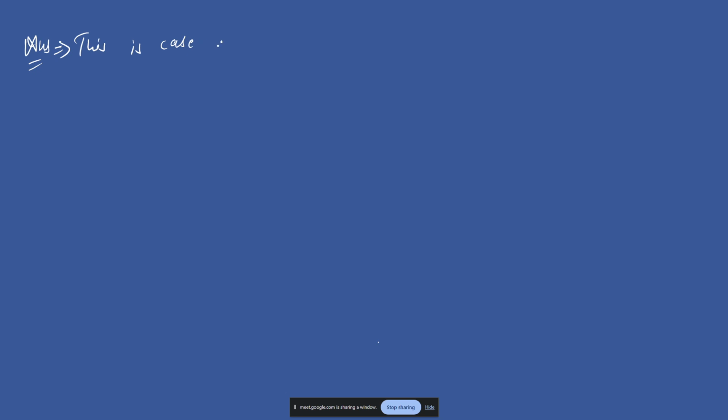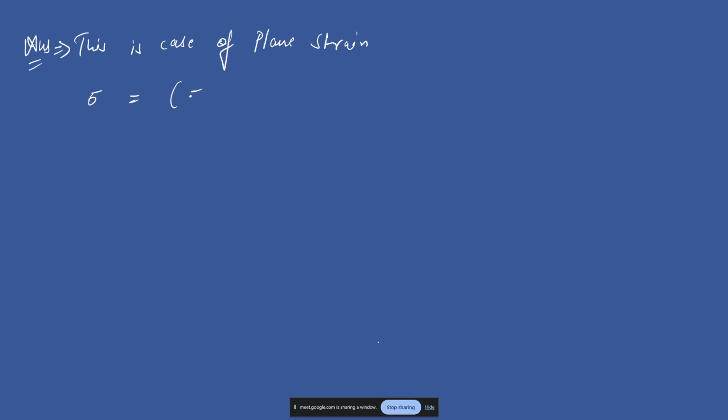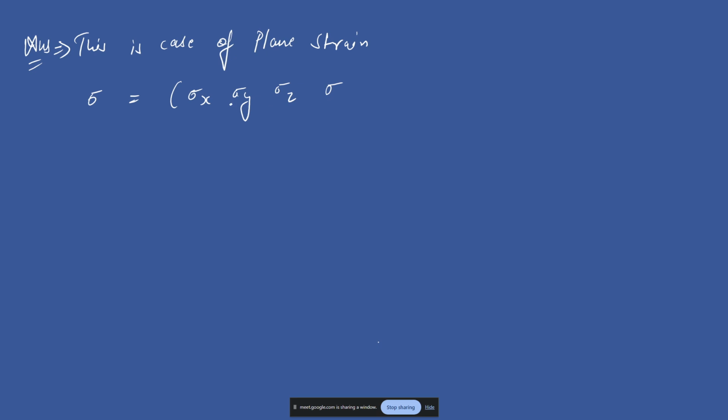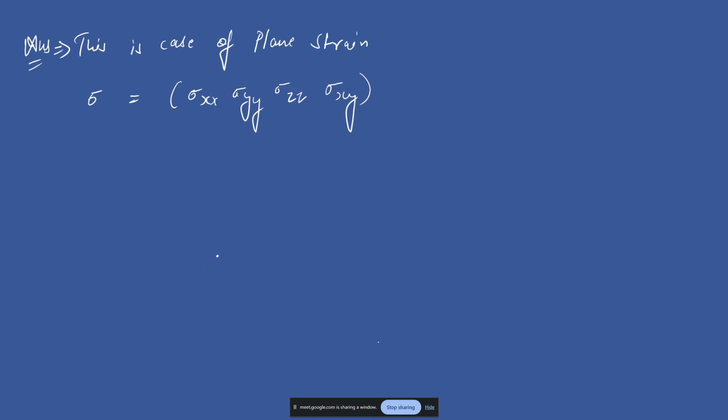So this is a case of plane strain. Definitely the main stress tensor which will be available with you will be sigma x, sigma y, sigma z, and then we'll be having sigma xx, sigma y, sigma zx, and then sigma xy. Because you are strained in the particular direction of z, and as well as, sorry, this is plane stress.